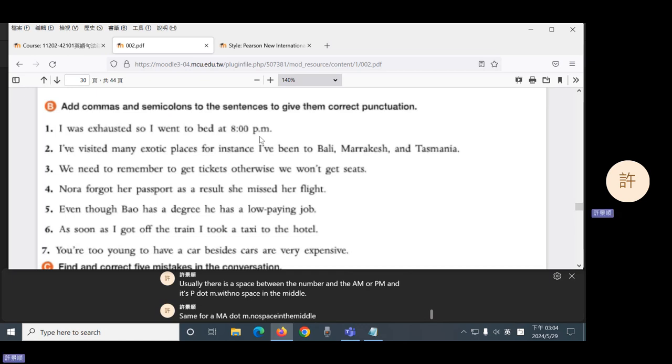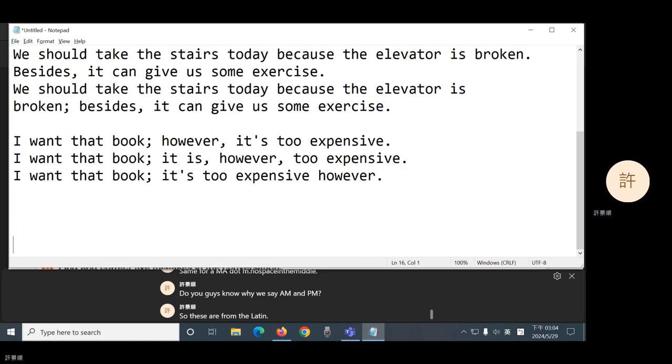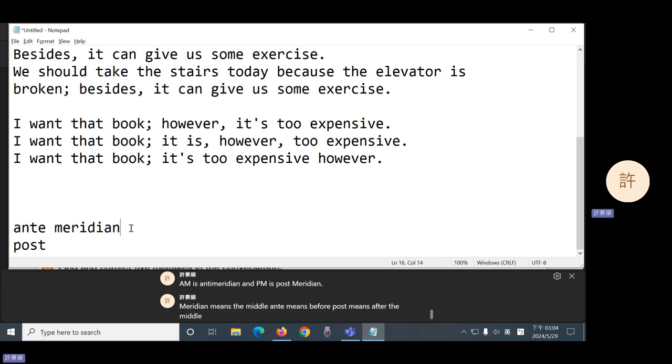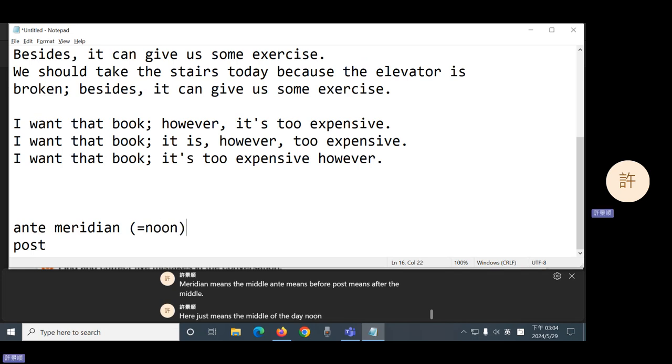Do you guys know why we say a.m. and p.m.? So these are from the Latin. A.m. is anti-meridian and p.m. is post-meridian. Meridian means the middle. Anti means before. Post means after. The middle here just means the middle of the day, noon. So a.m. means before noon. P.m. means after noon. So now you know.